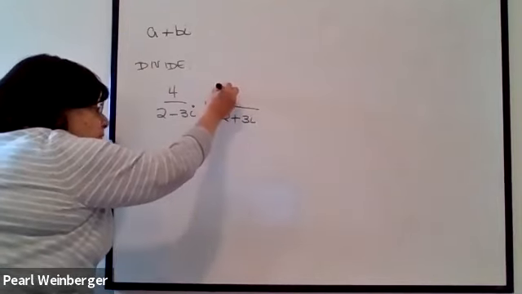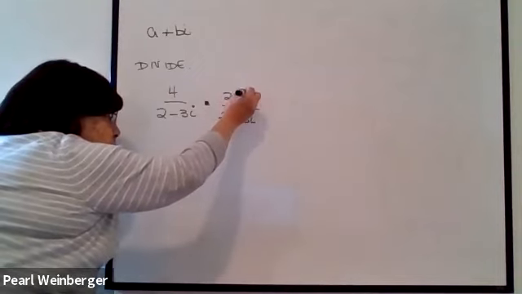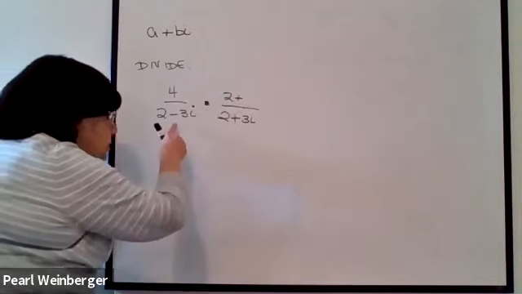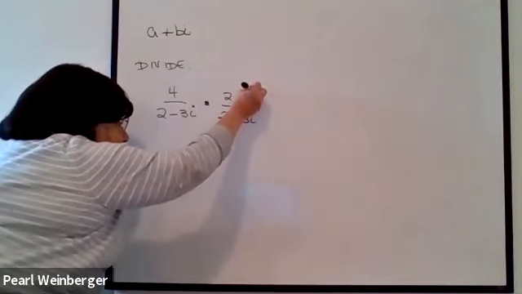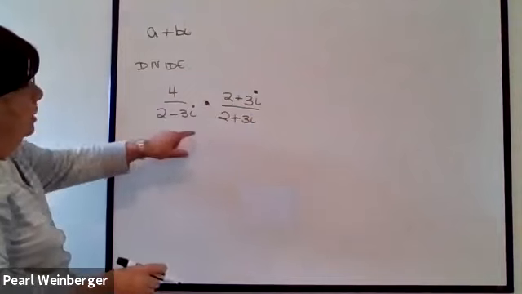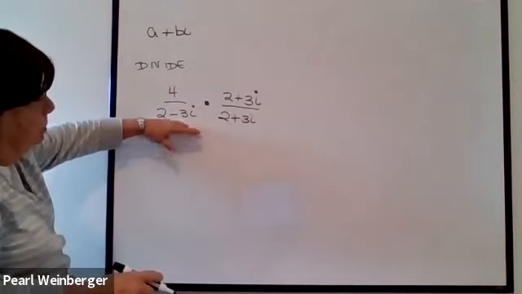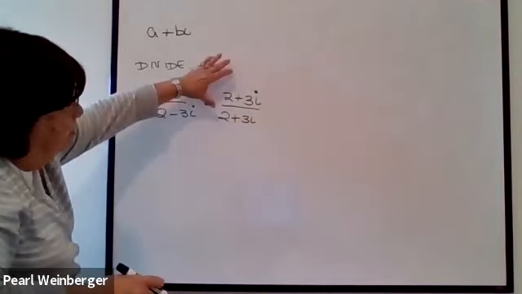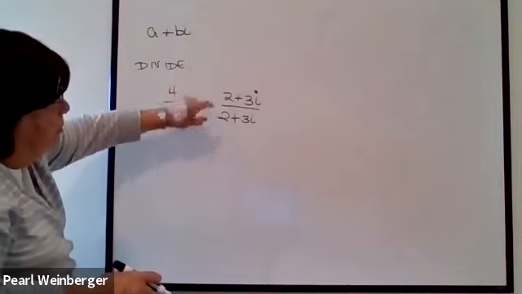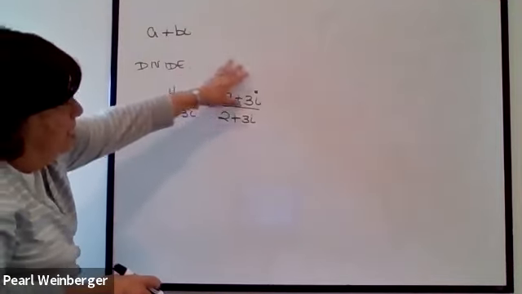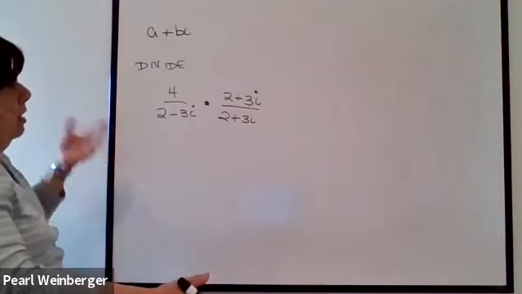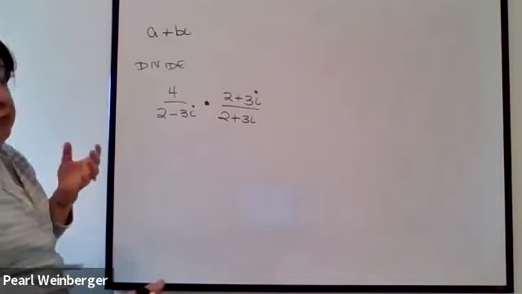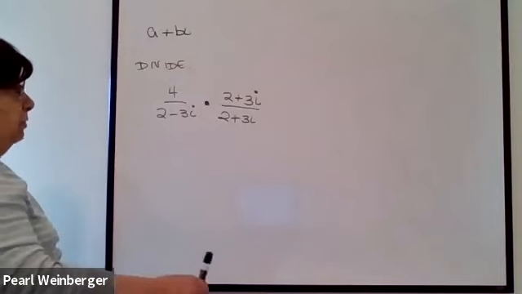And of course, whatever you do to the denominator, you're going to do the exact same thing to the numerator. We decided to multiply by the conjugate of the denominator. We multiply by 2 plus 3i over 2 plus 3i. Really, we're not multiplying by anything but 1, but we're putting it in a position so that we can simplify.